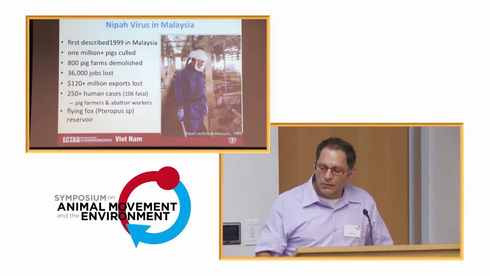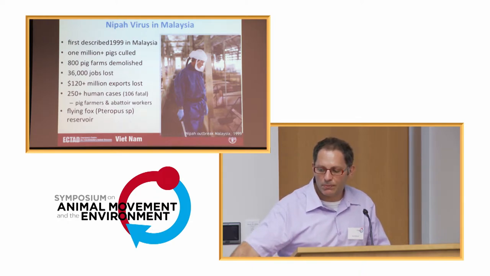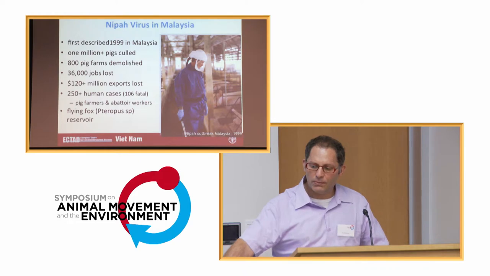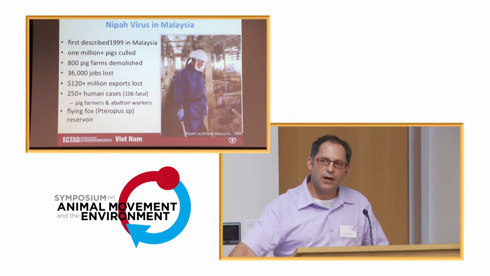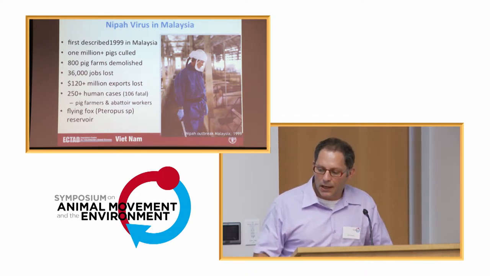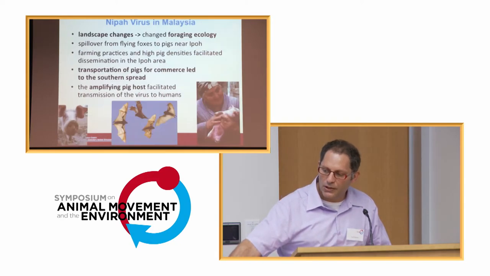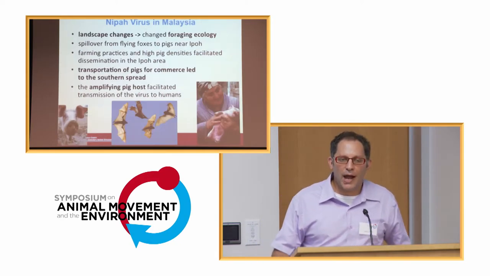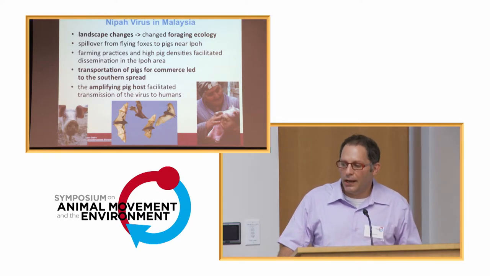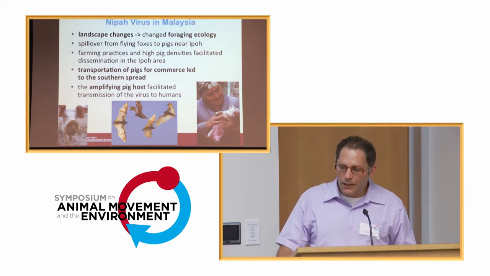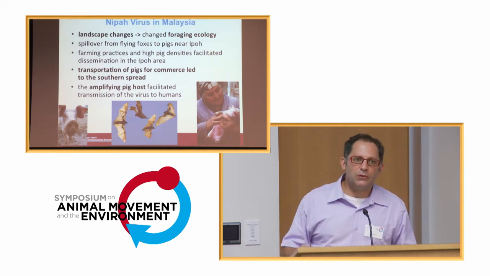And you can see with these numbers, mortalities of people, obviously a lot, but economic impacts of 120 plus million. And ultimately, this has implications for conservation, right? Now bats are the enemy because they're seen as the reservoir for the virus. But actually, the bats didn't really bring this on. What actually took place were aspects related to landscape changes and differences in habitat use that attracted bats to pig farms.